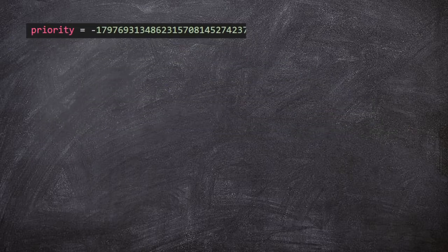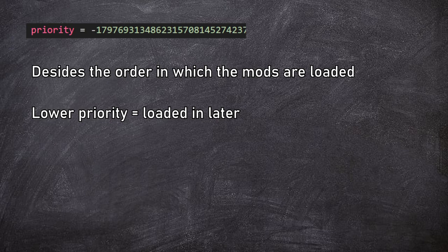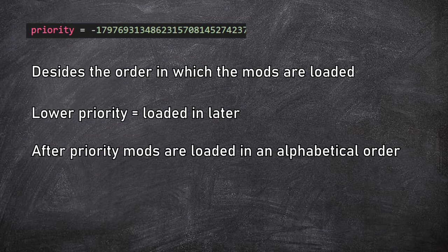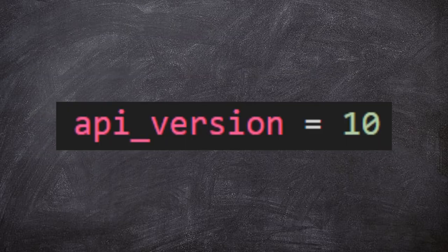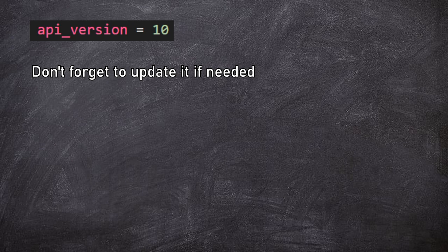Priority. This one is used for deciding in what order mods should be loaded in. The lower the priority, the further back in the queue your mod is. So a mod with priority 1 will be loaded before any mod with a lower priority. It is possible for two different mods to have the same priority, in this case the names of the mods are compared. API version. Simple integer value that needs to be kept up to date with the game.